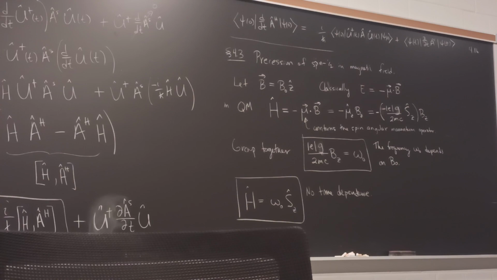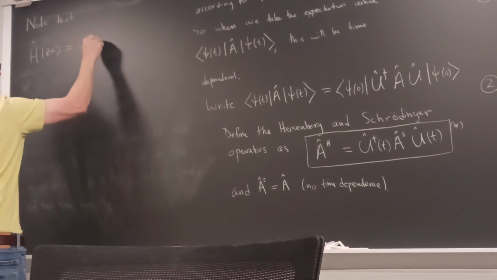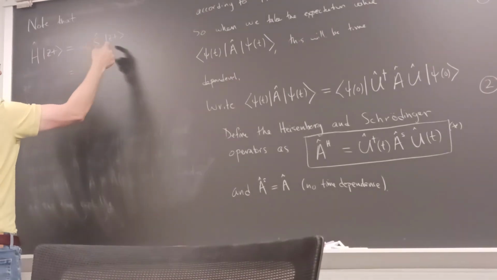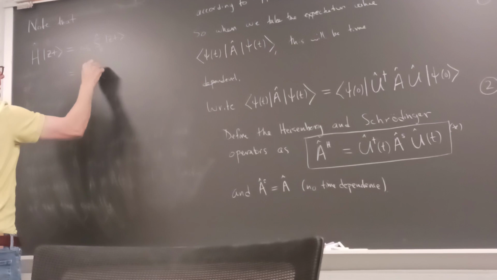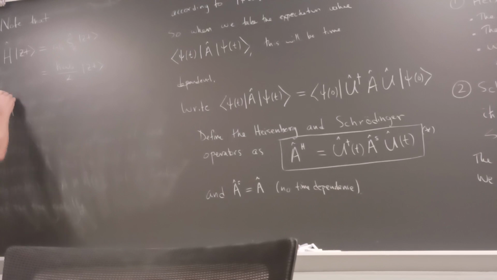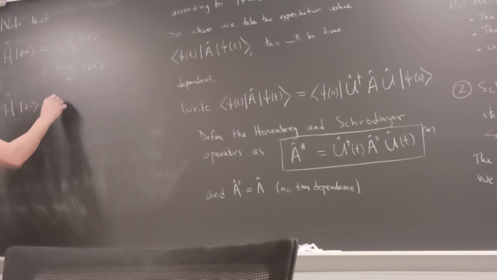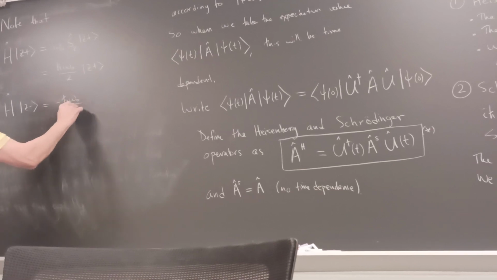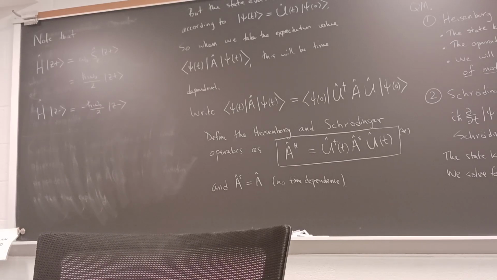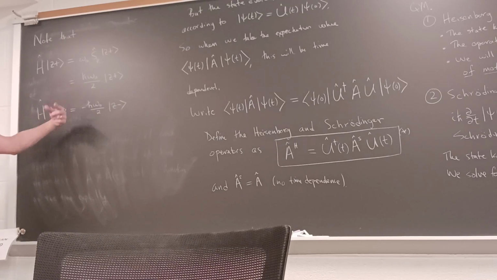If we take H and apply it to our Z plus state, this is omega 0 S_z acting on Z plus, and so this is just plus h bar over 2, so we get h bar omega 0 over 2 Z plus. Then H applied to Z minus will be minus h bar omega 0 over 2 Z minus. So in the magnetic field, if you're pointed up, you have this positive energy, and if you're pointed down, you have that negative energy.